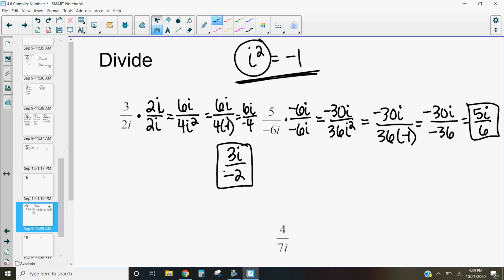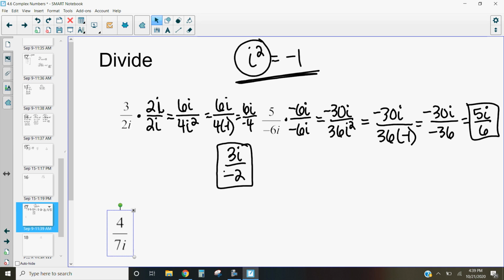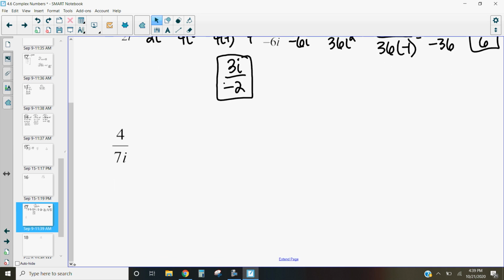So I want you to try this next one on your own. I'm going to scroll down a little bit. We are going to do this 4 divided by 7i. So go ahead and pause the video. Try multiplying this one out. When you've finished, unpause the video and we'll go over it all together.